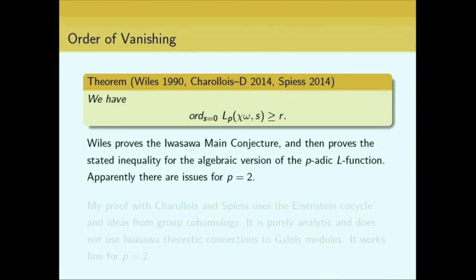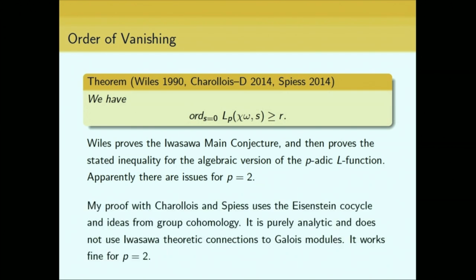The original proof that was given had as its key ingredient Wiles' proof of the Iwasawa main conjecture. Wiles proved that this analytically defined p-adic L function was equal to some algebraically defined p-adic L function, from which you could identify that the order of vanishing was at least r, and therefore you would get the result. Now, one thing I can say is that there are apparently issues for p equals 2 for that proof, which I was unaware of until this paper that I'm going to discuss next was refereed, and they pointed out that this is actually a new result for p equals 2.